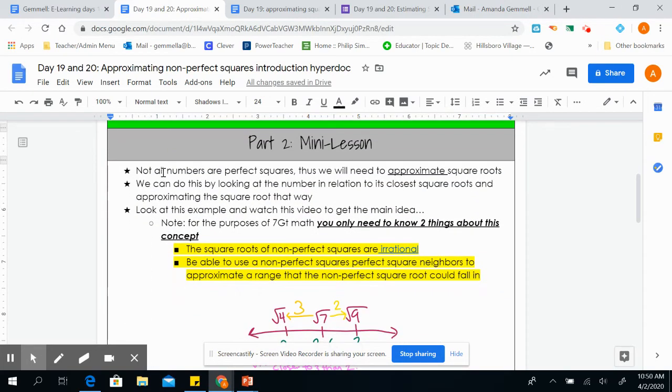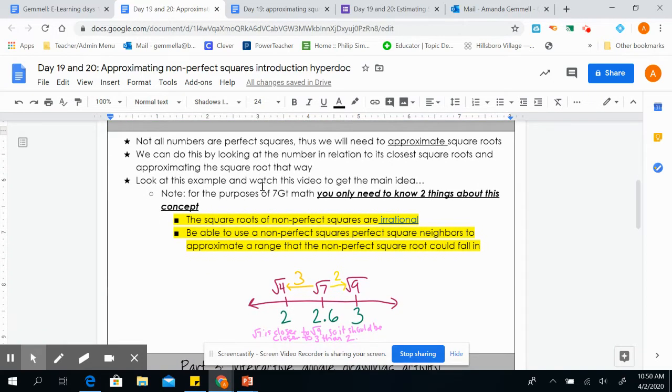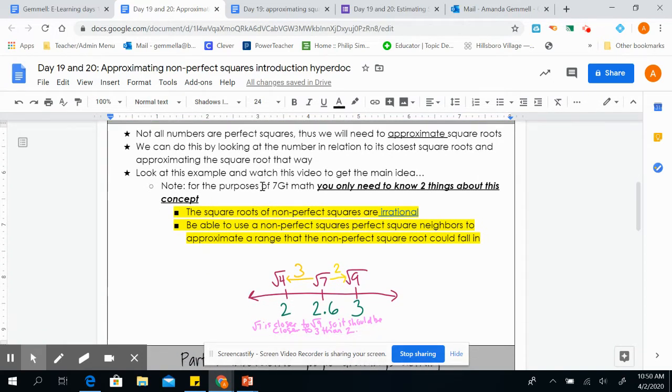Okay, so part 2, not all numbers are perfect squares. Thus, we will need to approximate square roots. We can do this by looking at the number in relation to its closest perfect squares and square roots, and approximate the square root of the non-perfect square that way. So look at this example and then watch this video, the video that I'm going through right now.